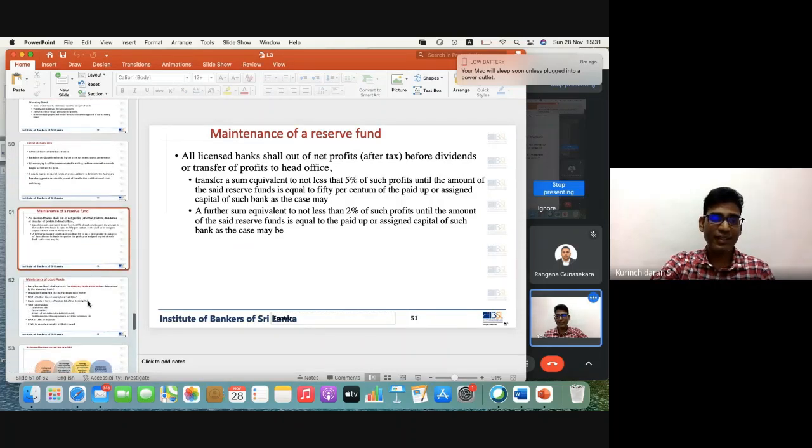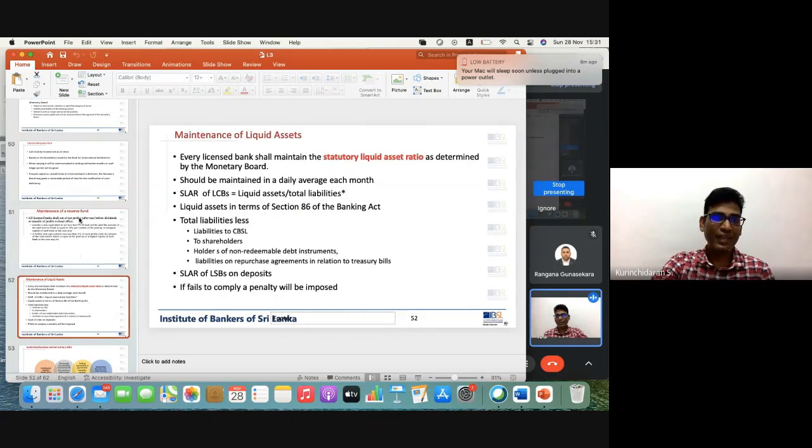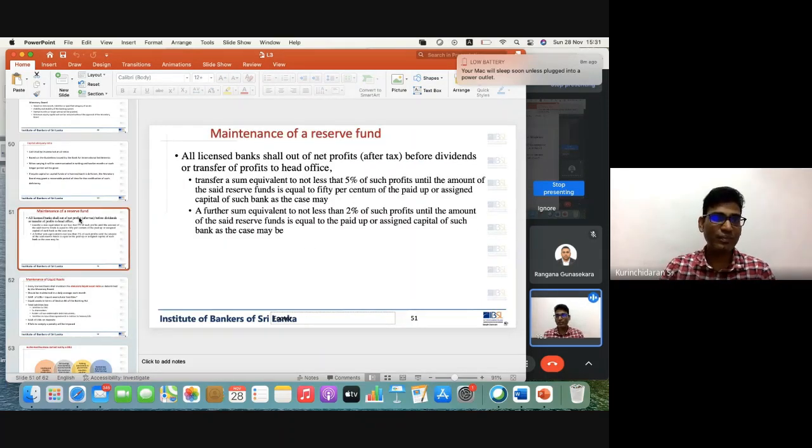That's what I just wanted to tell you all. This may not be directly relevant to you sometimes, but you should know that these are in place. Okay, so the next one is maintenance of reserve fund. We discussed this reserve fund in previous slides.